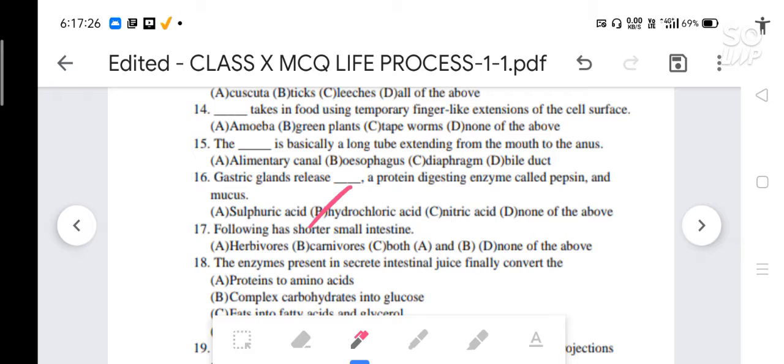Which of the following has a shorter small intestine? Herbivores have a longer one because they eat plants, not plants and animals. No, not plants and grass, herbs, those ones. Carnivores, yes, this is the answer, not A and B.